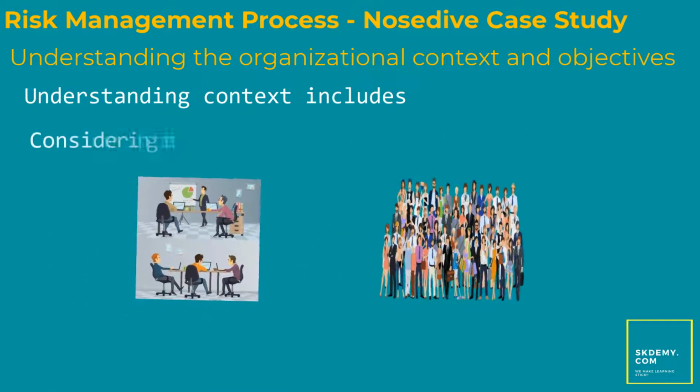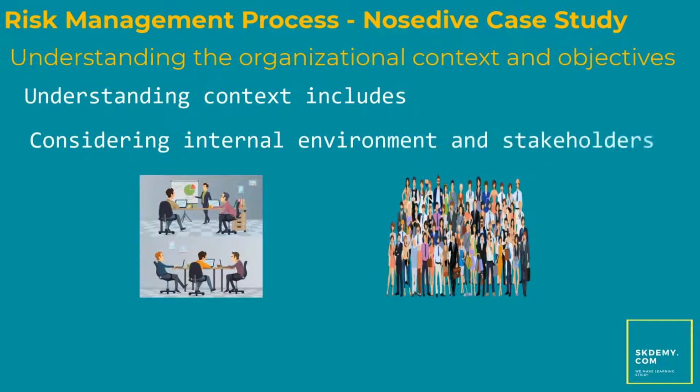Then you move on to considering internal environment and stakeholders. The internal environment of an entity is anything inside that can affect its ability to achieve its strategy and corporate goals. Internal stakeholders are the people that work in the organization, such as board of directors, management, and employees. Board of directors do not work in the organization, but they are directly related.